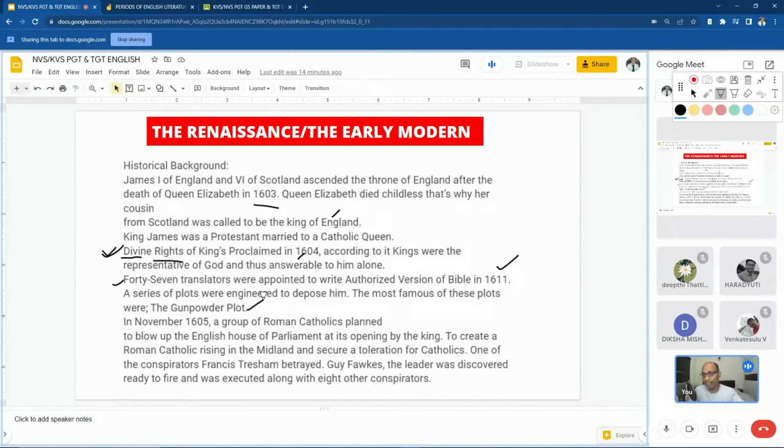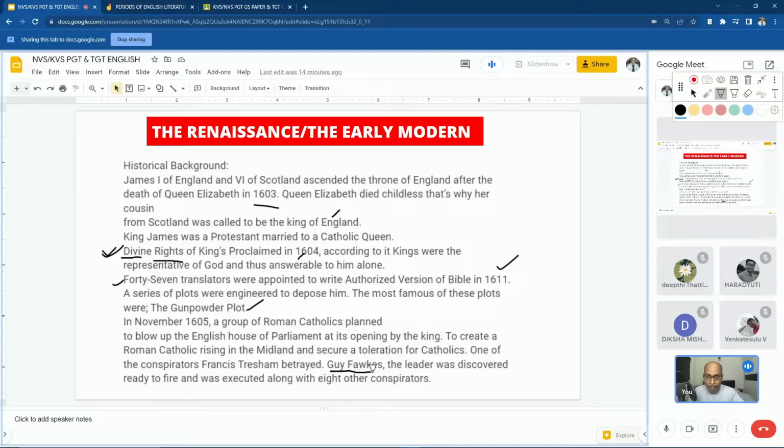But that is a very famous plot, and the name of the conspiracy which took place in the Jacobean era, the Jacobean period, is the Gunpowder Plot. In November 1605, a group of Roman Catholics planned to blow up the English House of Parliament at its opening by the king, to create a Roman Catholic rising in the Midlands and secure toleration for Catholics. One of the conspirators, Francis Tresham, betrayed Guy Fawkes.